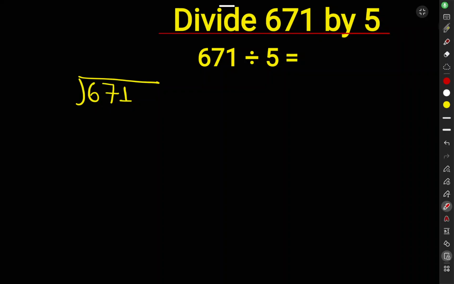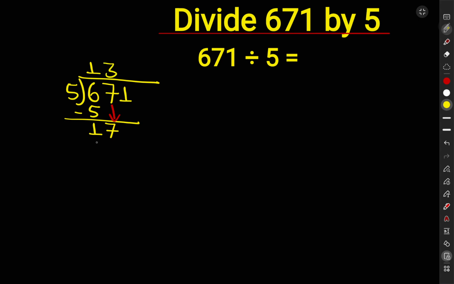We divide 671 by 5 in a long division method. 5 times 1 is 5. On subtracting we get 1. So now we put down this 7 and it is 17.